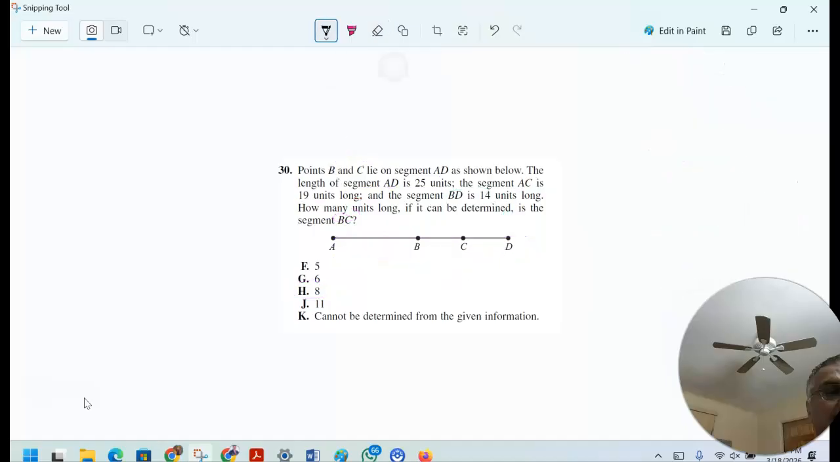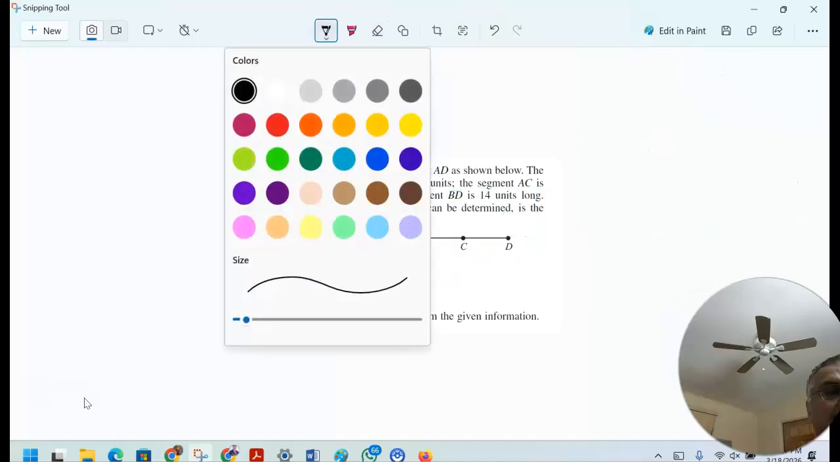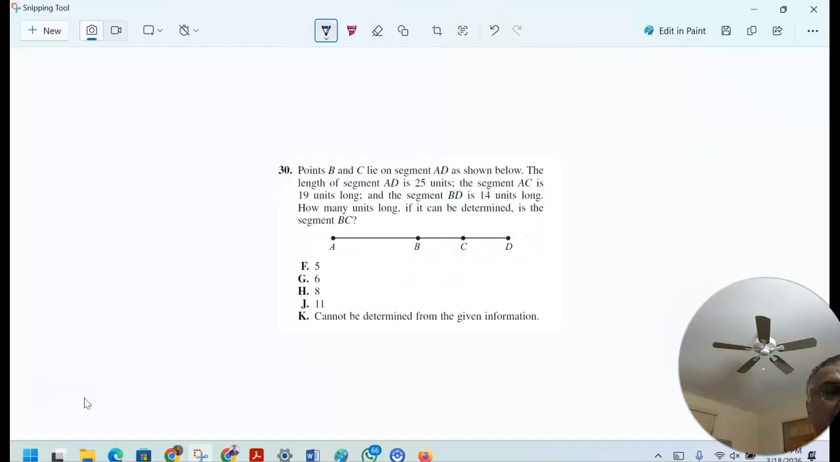That's what my goal is because of the time. Sometimes if you want to end up quickly, this whole thing is 25. You take away the AC, which is 19. If you take away 19 from 25, this has to be 6, because 19 and 6 make 25. But they also give you BD is 14. From here to here is 14. So that means this is already 6.